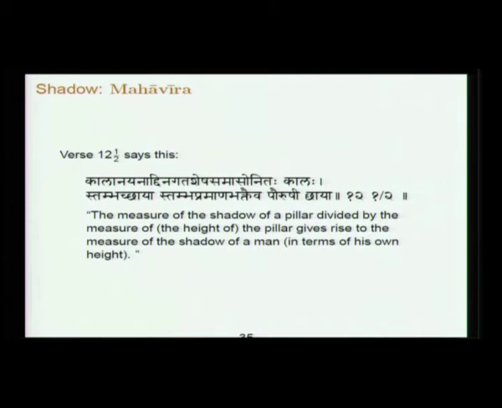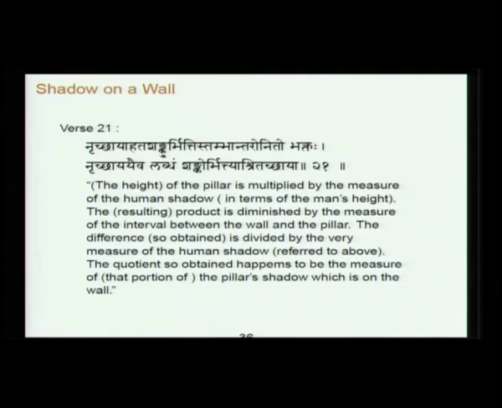Normally it is written in terms of the measure of the shadow of a man. So he says: Kala Nayanat Dinagata Shesha Samasonitaha Kalaha Stambhaschaya Stambha Pramana Bhaktaiva Paurushi Chaya. The measure of the shadow of a pillar divided by the measure of the height of the pillar gives the measure of the shadow of a man in terms of his own height. What it is essentially saying is that the shadow of a pillar divided by the height of the pillar is equal to the shadow of the man divided by the height of the man. So that is correct.